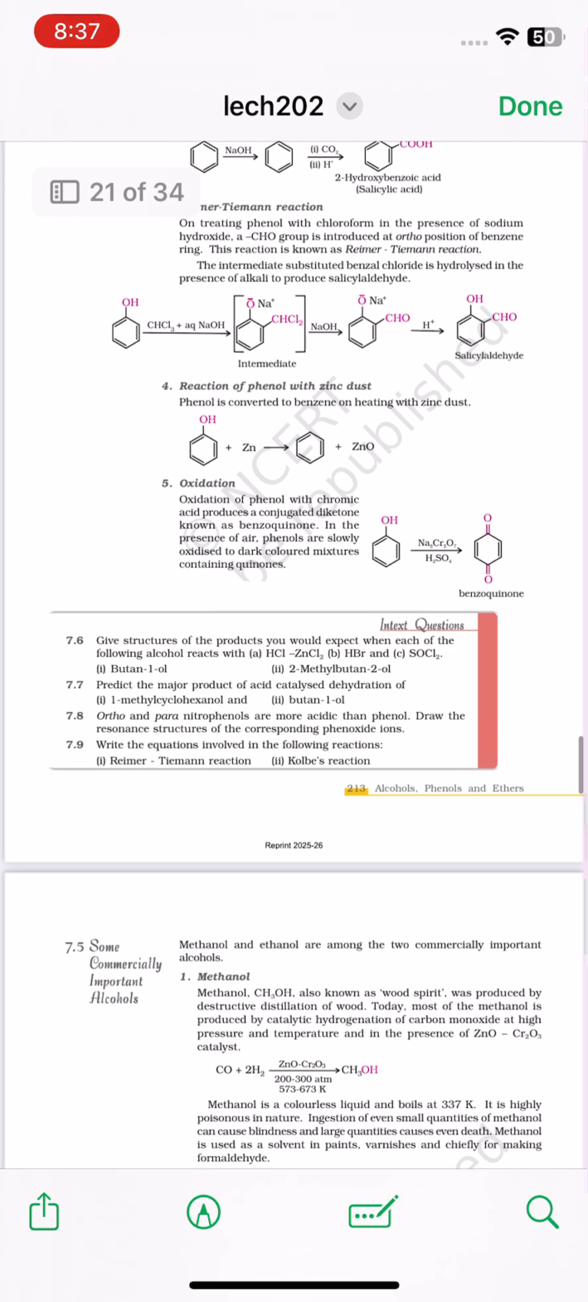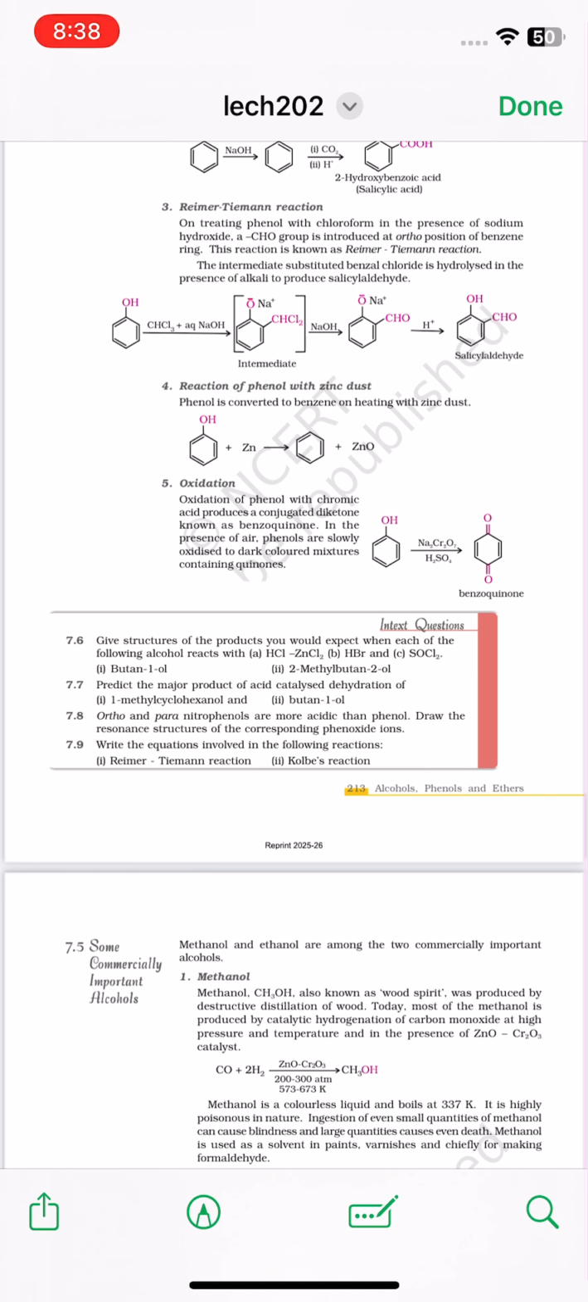Reaction of phenol with zinc dust. Phenol is converted to benzene on heating with zinc dust. Oxidation. Oxidation of phenol with chromic acid produces a conjugated diketone known as benzoquinone. In the presence of air, phenols are slowly oxidized to dark colored mixtures containing quinones.